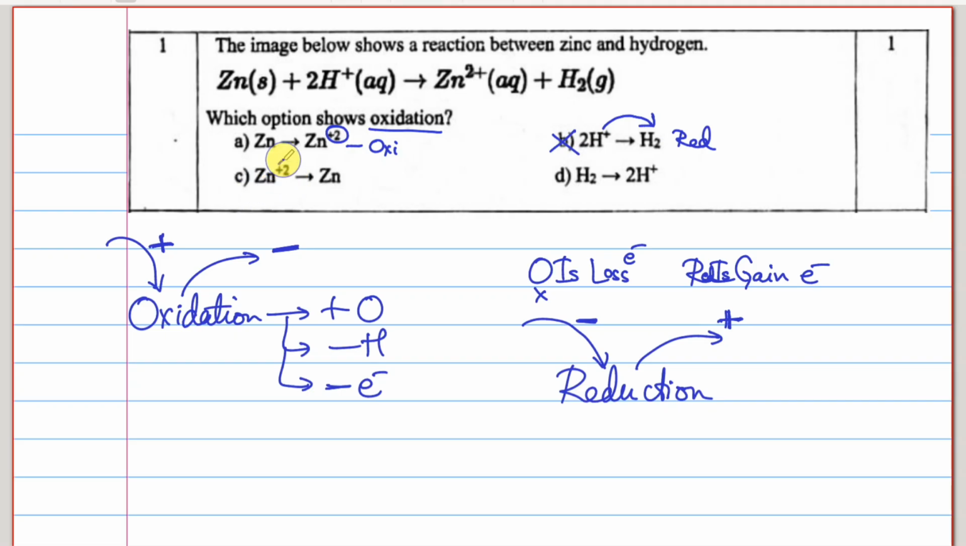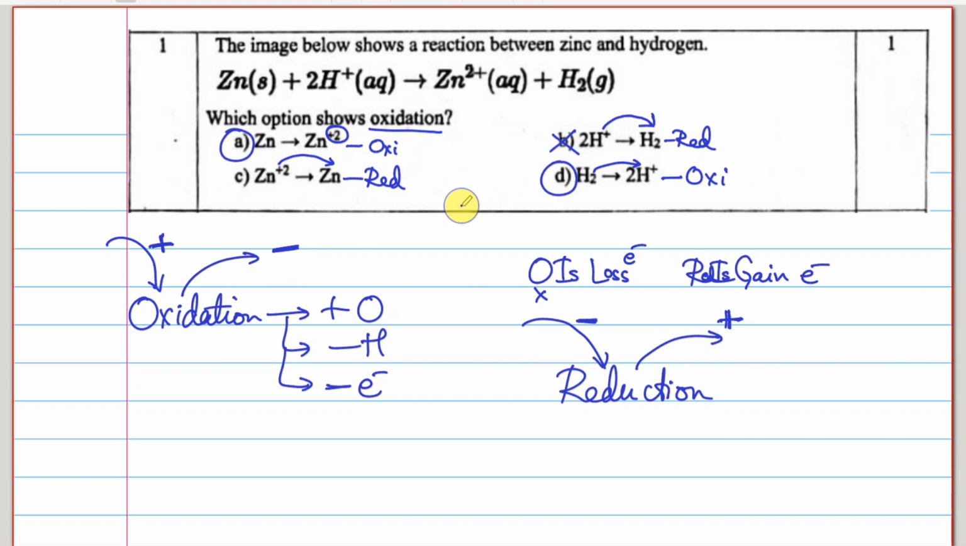Option C, again, positivity is being lost. Initially, it had positive charge. After the reaction, it is losing its charge. So this again is reduction. The fourth one, H2 getting converted to 2 H plus ions. So here also there is gain of positivity. That means it is oxidation. So we have two reactions in which we have oxidation. So which option shows oxidation?